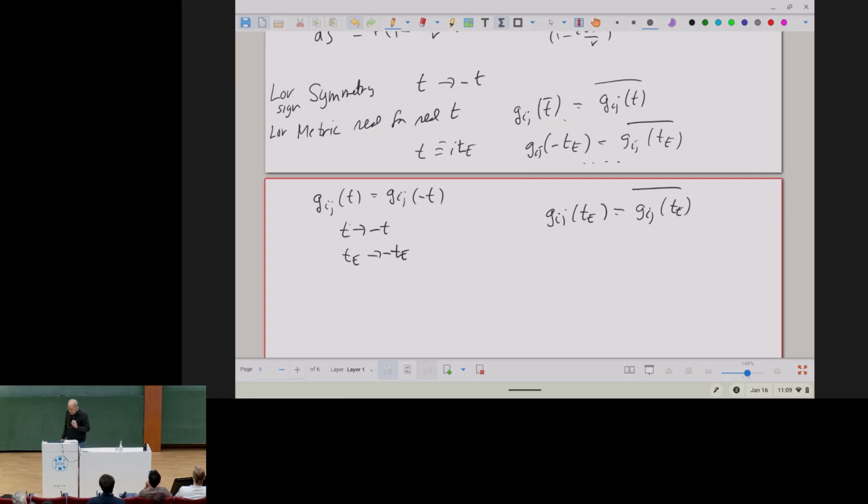And something similar is true in the reverse direction and will be important later. If you start in Euclidean signature with a symmetry, such as Z2 symmetry under which tE is odd, that will enable you to continue to a Lorentz signature metric when tE is imaginary.